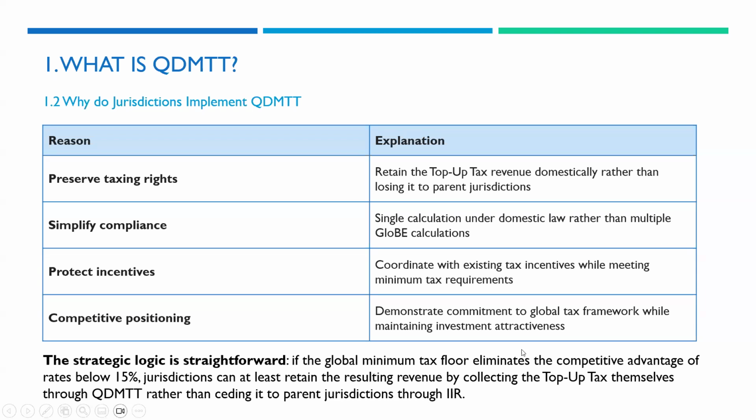So the strategic logic is straightforward. If the global minimum tax floor eliminates the competitive advantage of rates below 15%, jurisdictions can at least retain the resulting revenue by collecting top-up tax themselves through QDMTT rather than ceding it to parent jurisdictions. So these kinds of questions come. Why do jurisdictions implement QDMTT? They would say you are an advisor to the government, and you have to advise whether QDMTT is needed. You can't just say that it's preserving taxing rights. You have to gather all these points. This is how you have to write. Okay, is it clear till now?